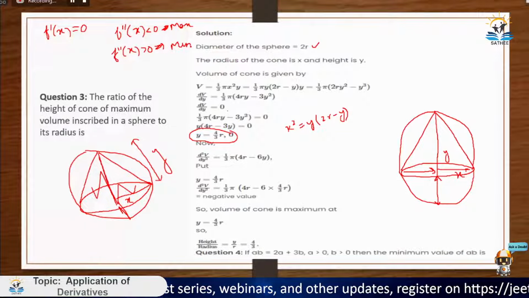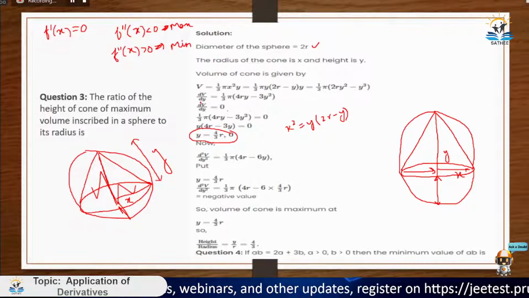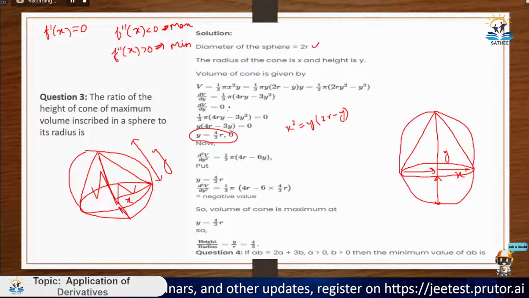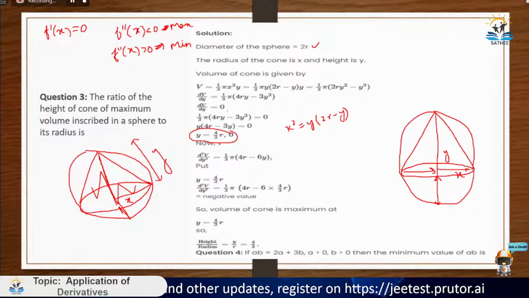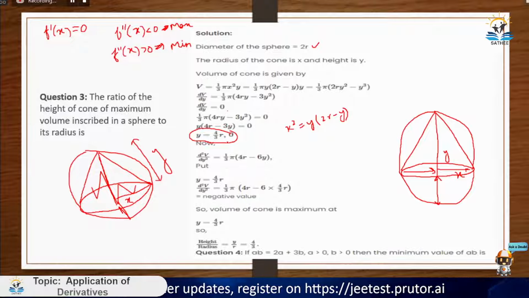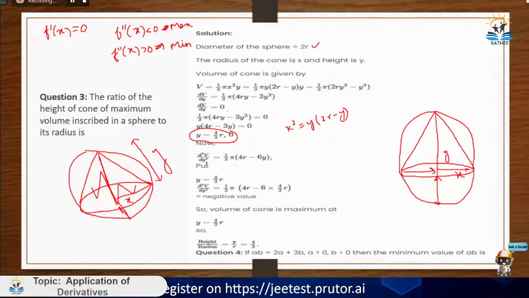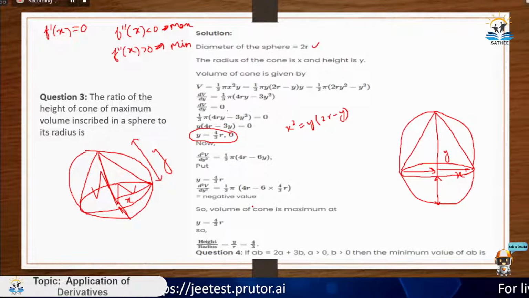And this I will check when my f dash x is equal to 0. So I calculated my dV by dy, I put it equal to 0, and I got two values of y. So for checking at what value of y I will get maxima, I calculated the double differential and then I put the values of y there. For 4r by 3 I'm getting a negative value. So basically 4r by 3 is the point at which my volume of cone is maximum.